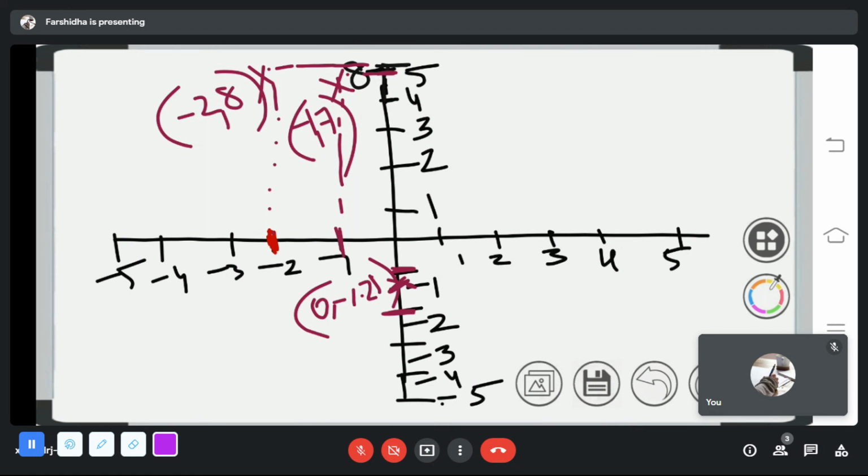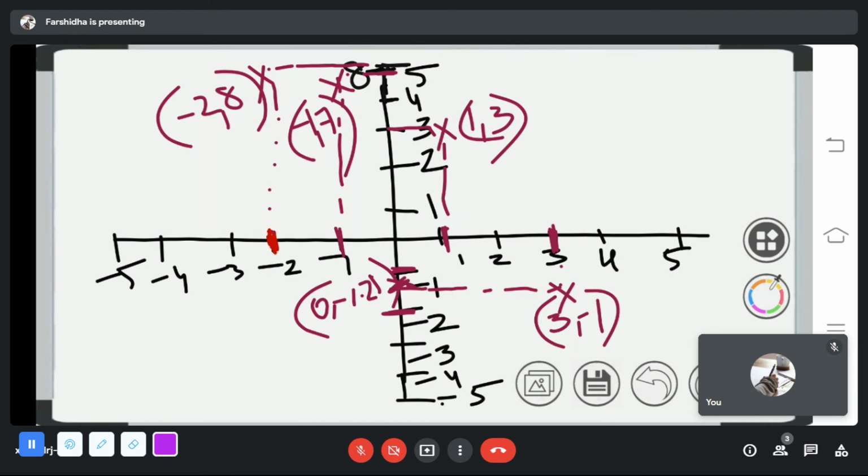(1, 3): 1 on the x-axis, 3 on the y-axis. Then (3, -1): 3 on the x-axis, minus 1 on the y-axis. Done?